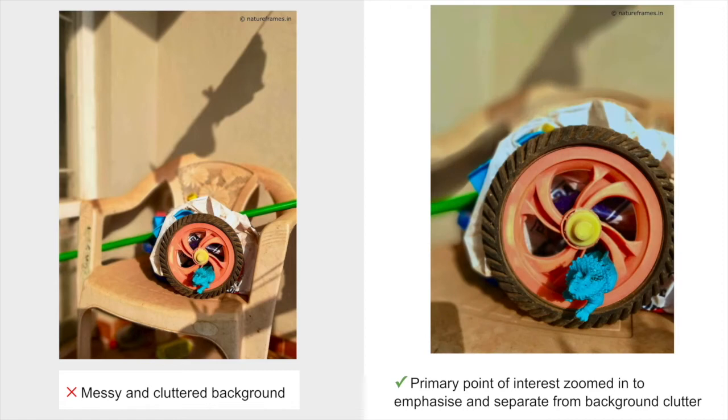Observe the picture of an old chair, cycle wheel and a blue tie. The image is cluttered, ordinary, with no clear point of interest. We can make this a better image by changing the rusty cycle wheel with the blue dinosaur as the primary point of interest and zooming in to remove other elements in the background.